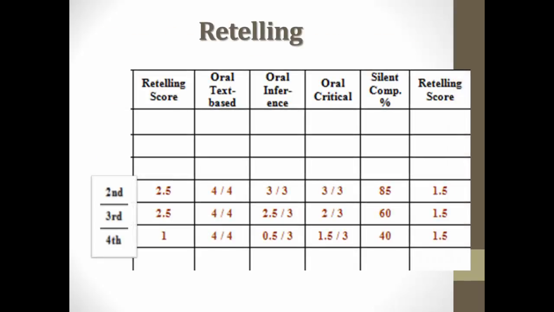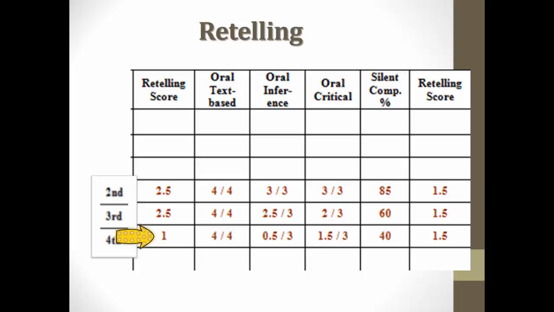All right, time to look at retelling. Here's where we see the retelling score following oral versus retelling score following silent. Second grade, 2.5 versus 1.5. Third grade, current level, 2.5 versus 1.5. Again, did that jump out? But notice here, fourth grade is frustration, and the pattern breaks.